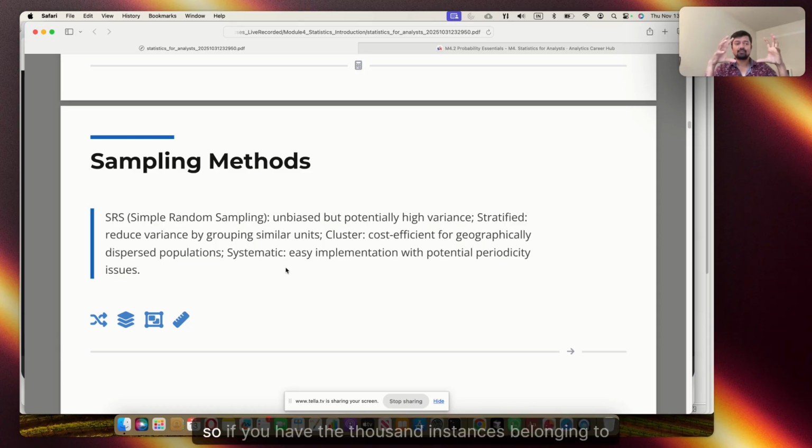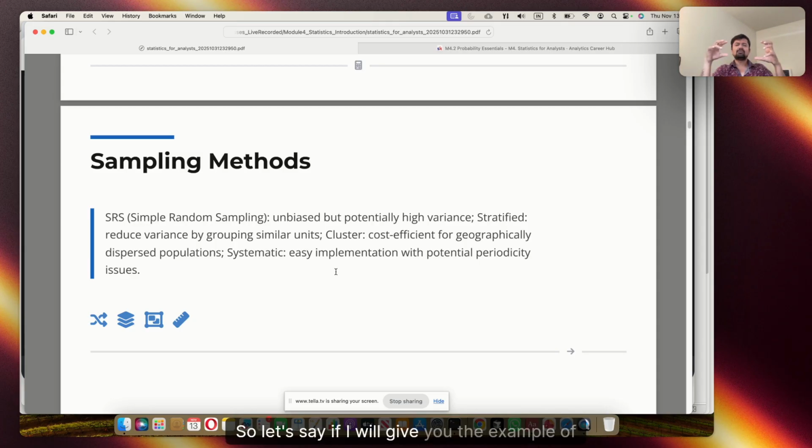Okay, so if you have 1,000 instances belonging to two different groups, and you are picking some of the instances from the 1,000, let's say a random 100, a random 200, or a random 500, you need to make sure at that particular time when you are doing the random sampling that there is no bias towards a particular group, otherwise your downstream analysis will be highly affected. So that is very important. Next is stratified sampling.